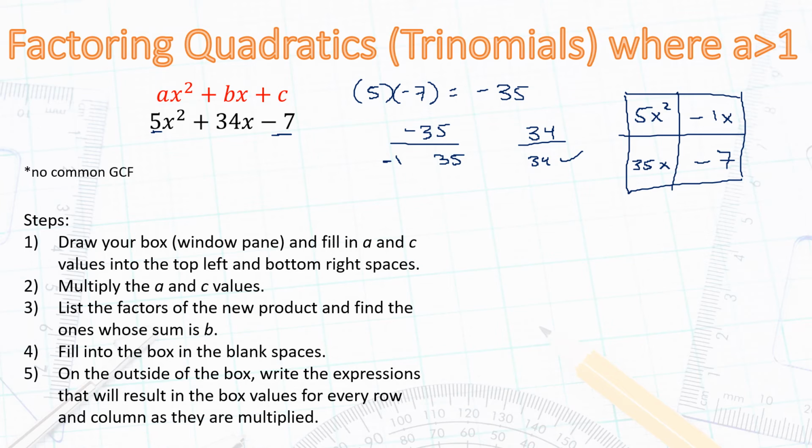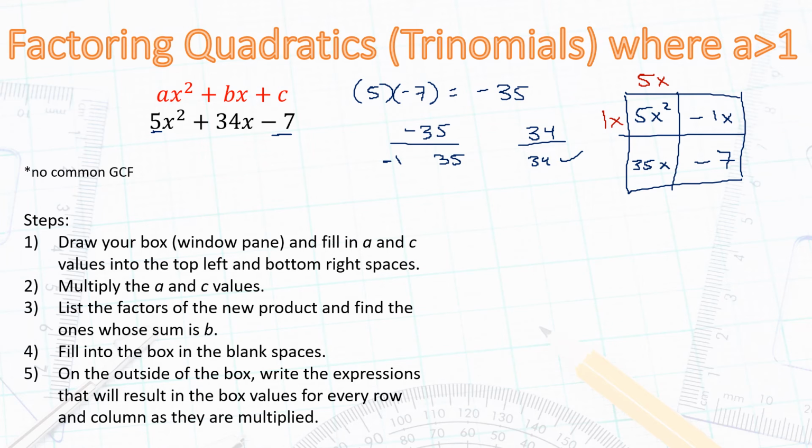On the outside of the box, 5x squared, I know that's going to be x times x. That's always going to happen, by the way. You're going to have an x on both of them. And then to make 5, there's only one way to do that. It's 5 and 1.